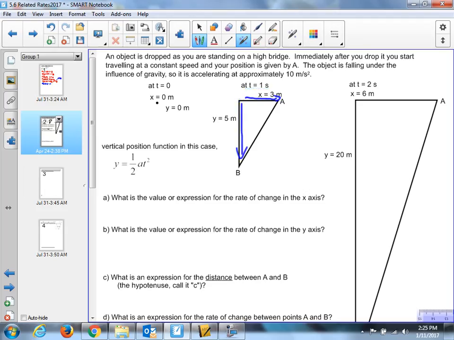The rock that you dropped has gone 5 meters that way. You've gone 3 meters, the rock's gone 5 meters. After 2 seconds, you've gone 6 meters, the rock has gone down 20 meters. Now, we've got some things to put in here too.